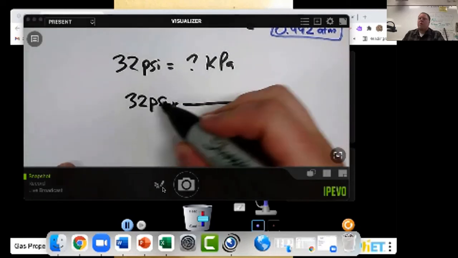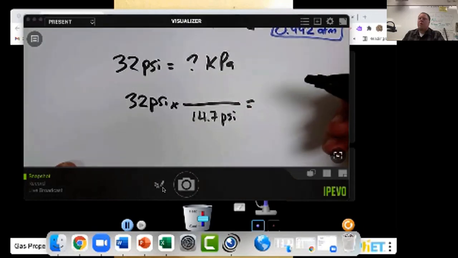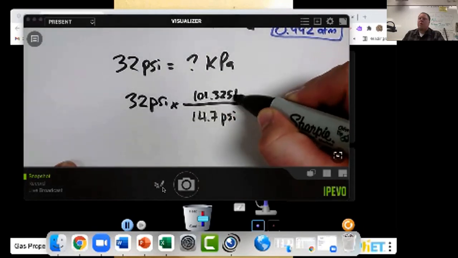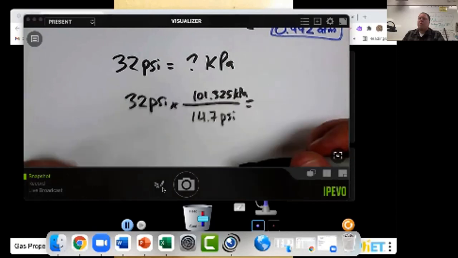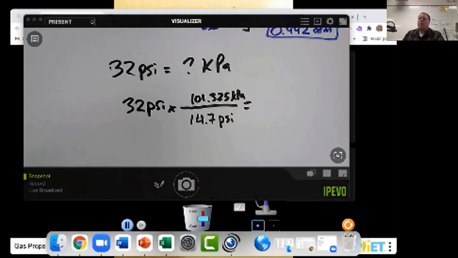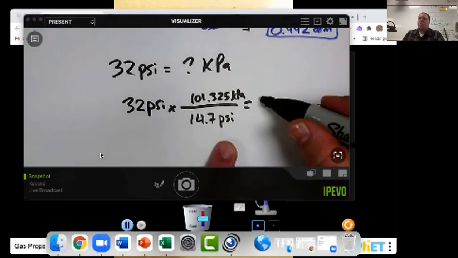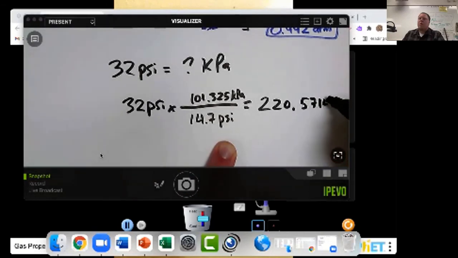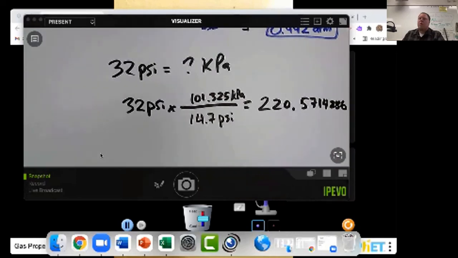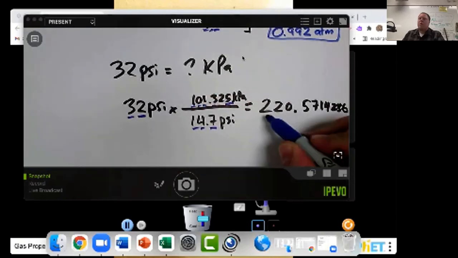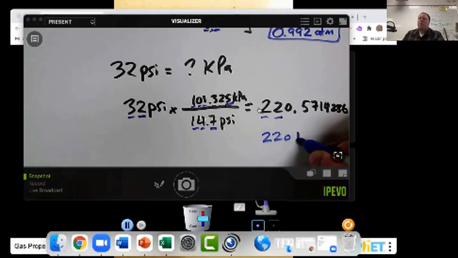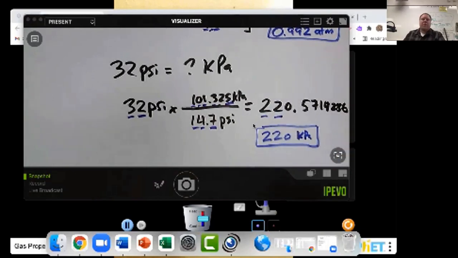Okay, so it's psi, so we're going to put the 14.7, and then it's 101.325 kilopascals on top. So 32 times 101.325 divided by 14.7 equals 220.571428. Now, sig figs. This one's got 2, this one's got 3. So 2 is my lowest. So 1 and 2 gets us to 210 kilopascals. Questions?